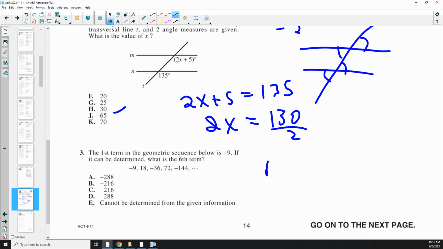Geometric series means we're multiplying. What are we multiplying by each time? We're multiplying by negative 2. So negative 144 times negative 2 is your answer, 288, choice D.